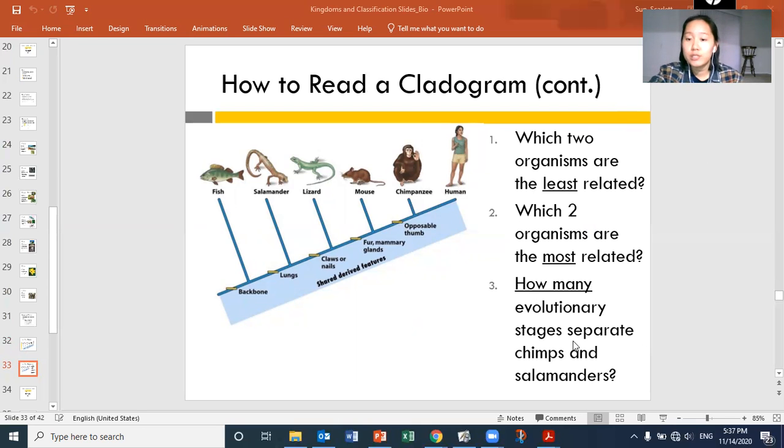How many evolutionary stages separate chimps and salamanders? So you want to look for how many tick marks are between the chimps and the salamanders. The answer would be from the chimps to the salamanders, you see 1, opposable thumbs, 2, fur and mammary glands, and then 3, claws or nails. And then you see that the salamander has branched here. So you wouldn't include lungs and you wouldn't include backbone because the salamander is here and you go 1, 2, 3, and then chimps, right? These different traits are the stages of evolution. So 1, 2, 3. So the answer would be 3 for number 3.